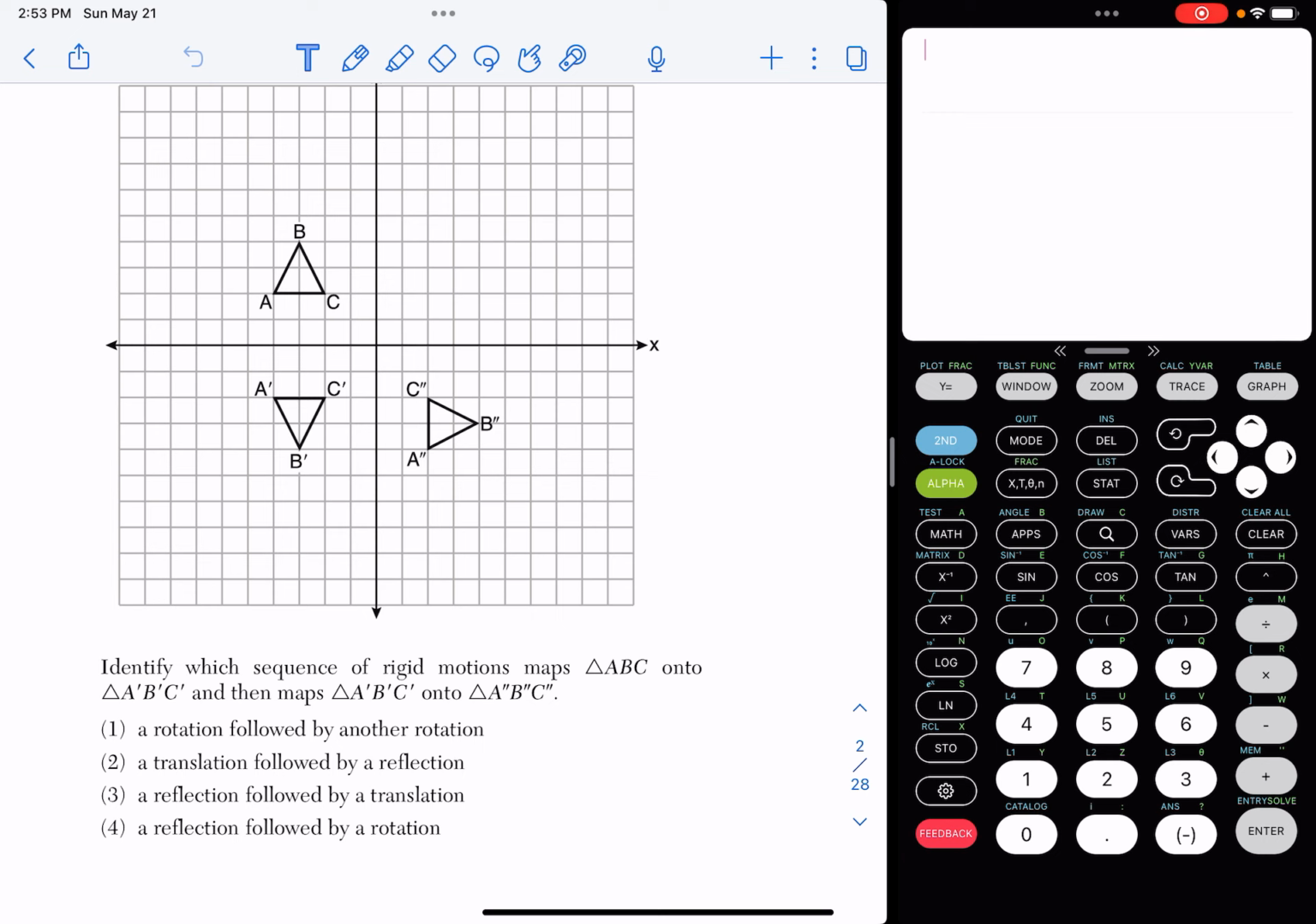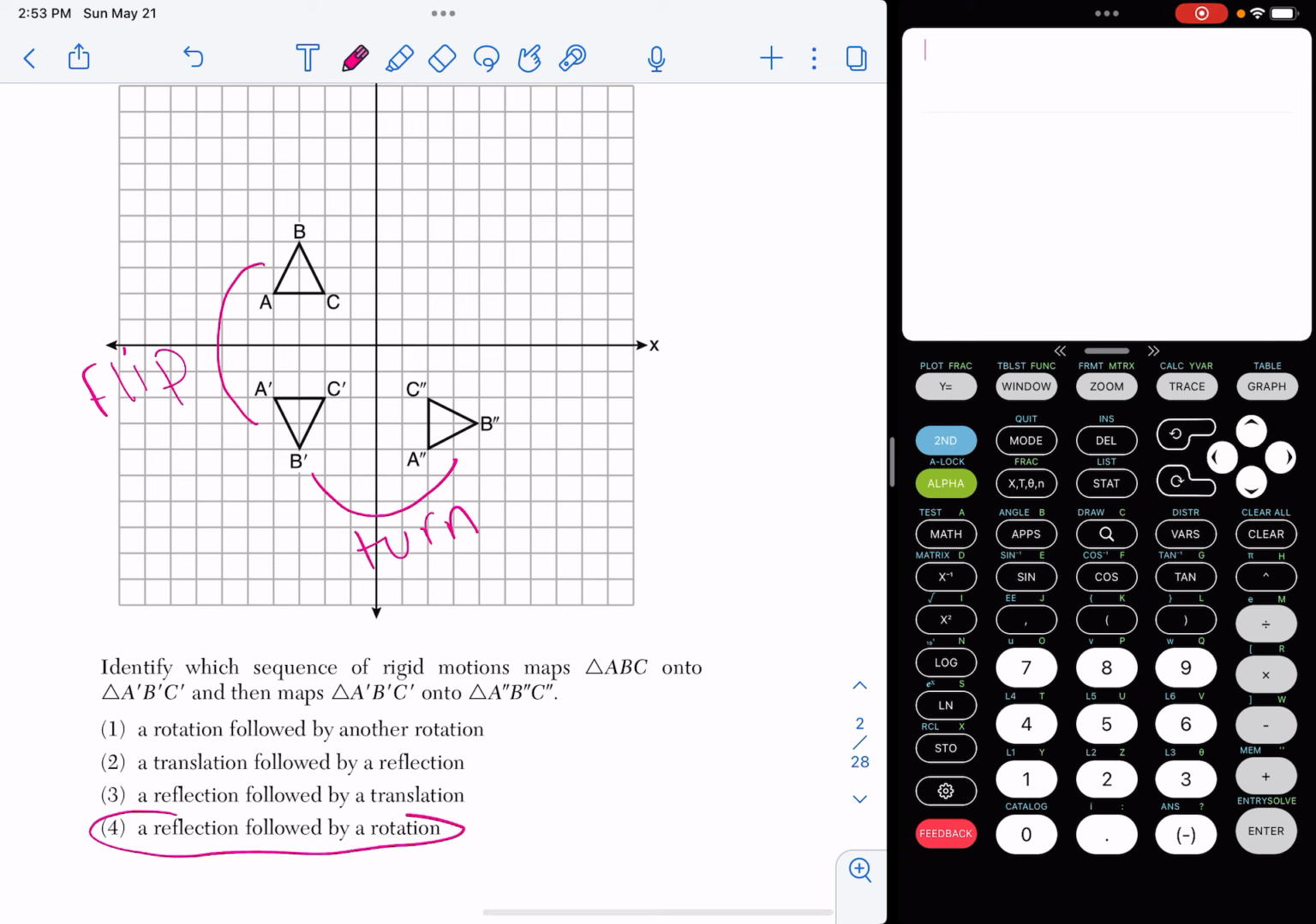So when I look at the pre-image where I'm starting, ABC, going to A prime, B prime, C prime, it looks like to me that it has been flipped upside down, and a flip is always going to indicate a reflection. From here, it looks like it turned. Turn is a keyword for rotation. So we had a flip and turn, or really we're going to call that a reflection and rotation. So choice 4.